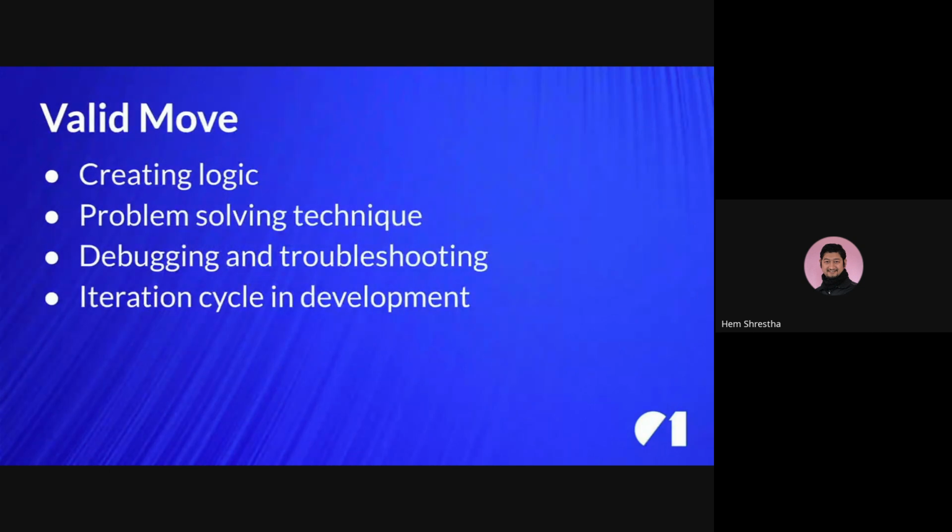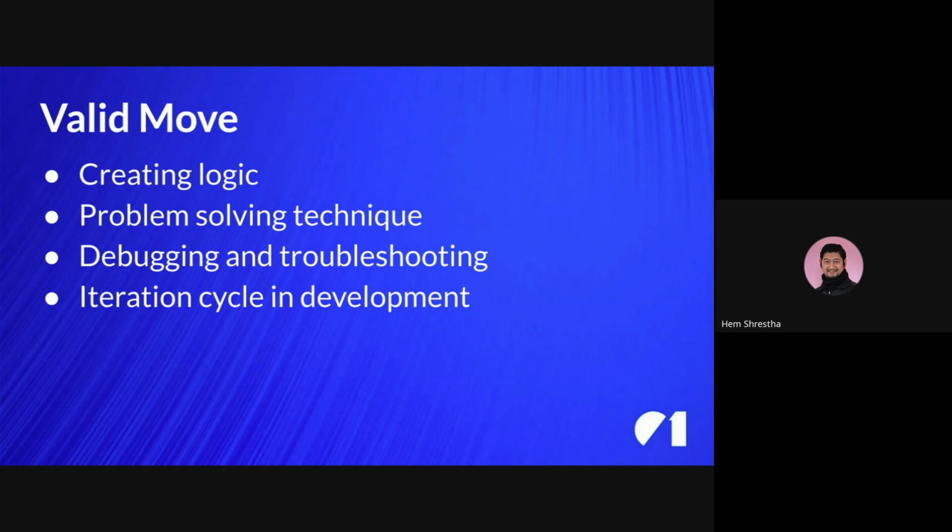So here are some parts related to valid moves. Valid move means creating logic: how can we create logic in the code, in the programming, to play from one point to another play point. Another is problem solving: how we can move, how we can display the content in the HTML page or a canvas, how we can move the goat piece from one point to another. So there were different problem solving techniques that I learned due to this valid move check.